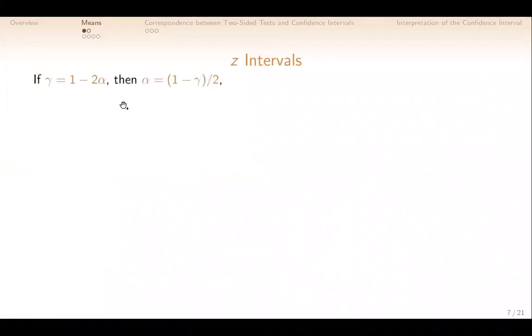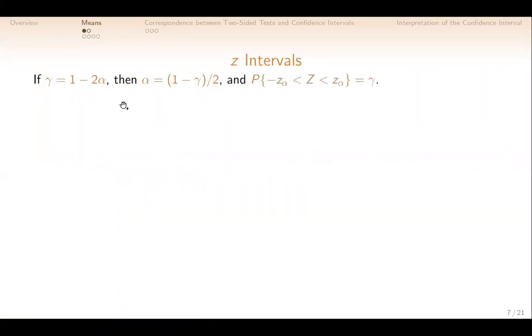Okay, so to get a z interval, we'll let gamma be 1 minus 2 alpha. You'll see why in a minute. So alpha is (1 minus gamma) over 2. So for example, if gamma is 0.9, then alpha is 0.05. If gamma is 0.95, then alpha is 0.025, and so on. If gamma is 0.98, then alpha is 0.01. I'll let you do the algebra.